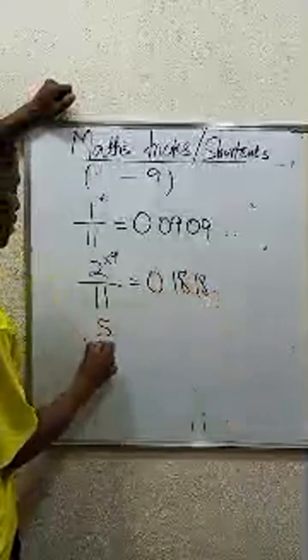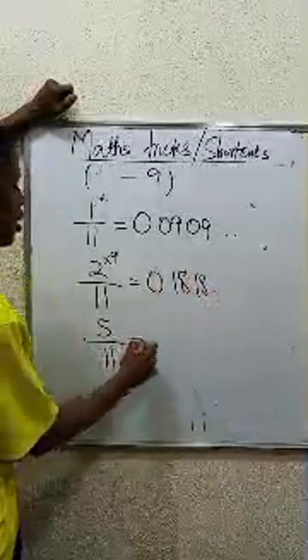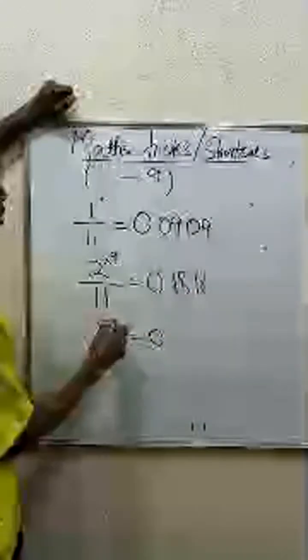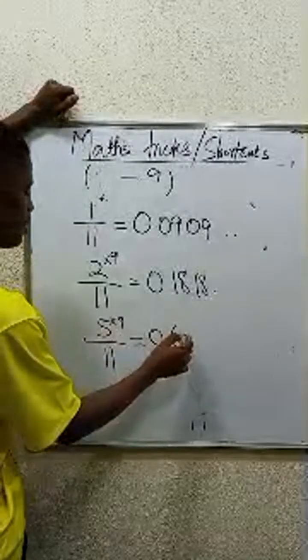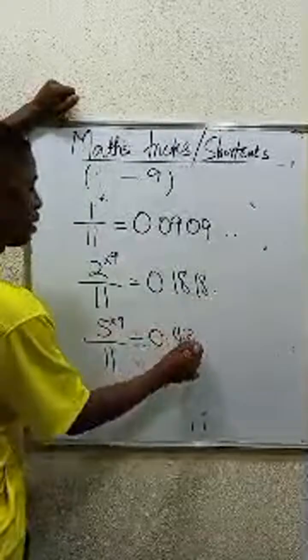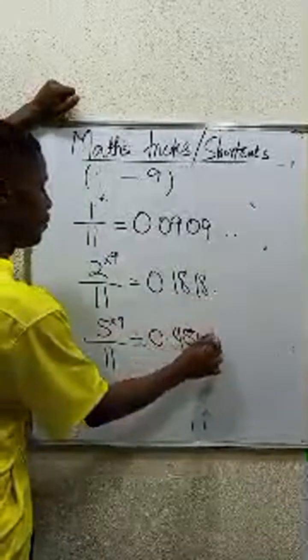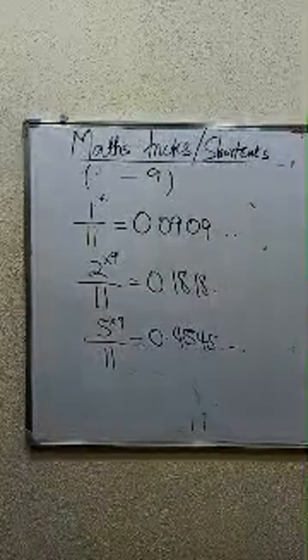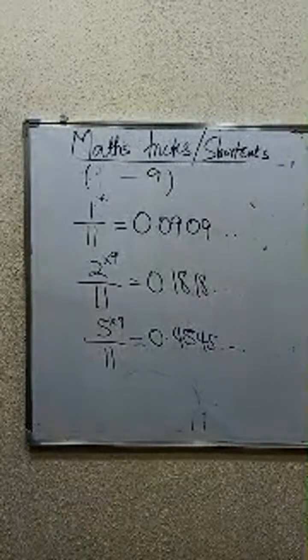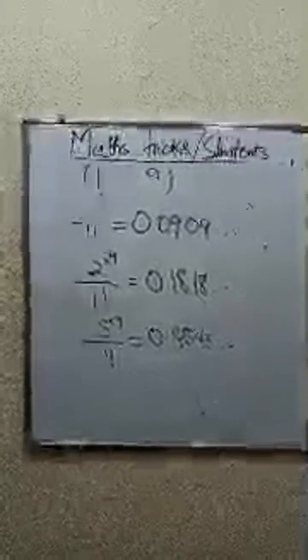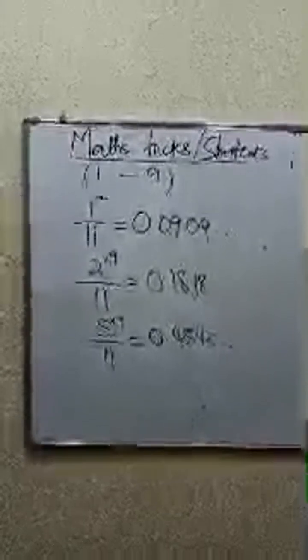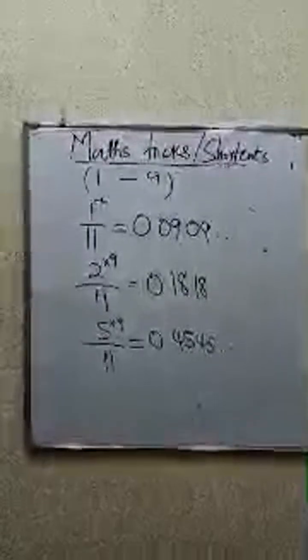What is 5 divided by 11? All you have to do is 0 point, multiply 5 by 9. What does it give you? 45, 4545, 45 recurring. So this is a quick trick to divide any numbers in that range by 11. It is very efficient. Whenever you want to divide any number in that range by 11, make sure you use the trick.